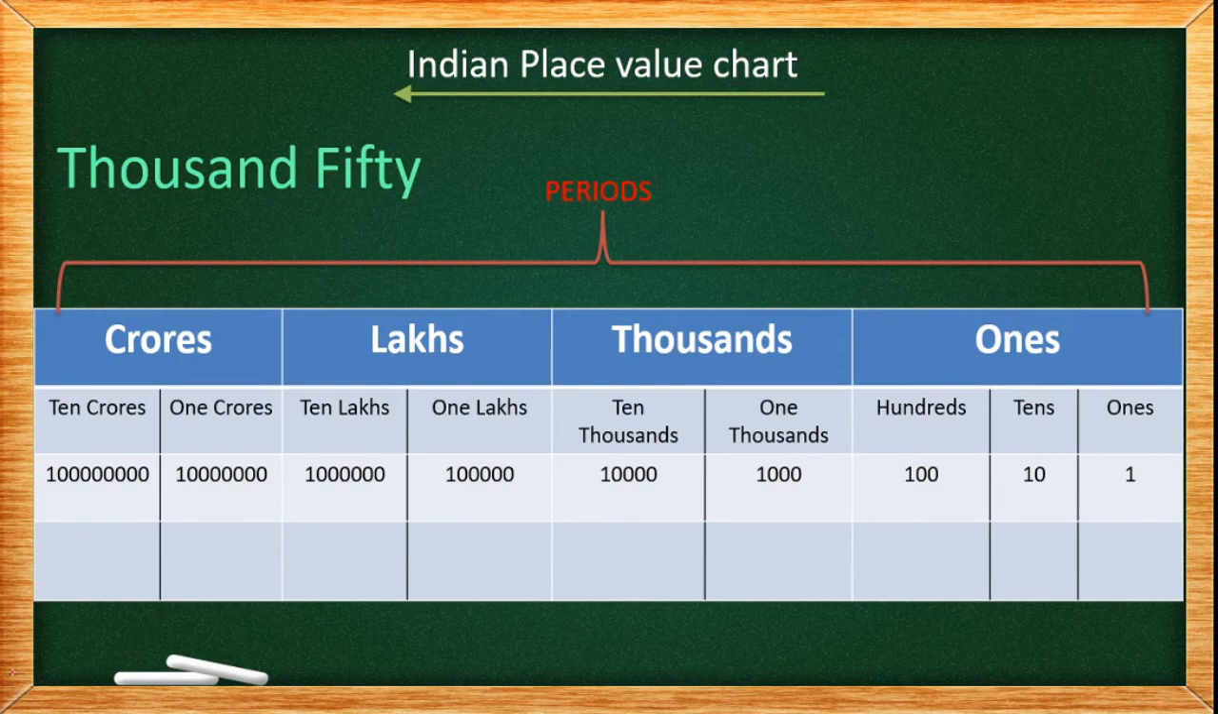Now, when the number is given in words, how can we write this in figures? Here the number is 1050. So there is no ones. So 0. 50 means 5 tens. So 5 in tens place. There is no 100. So 0. Then we have 1000.